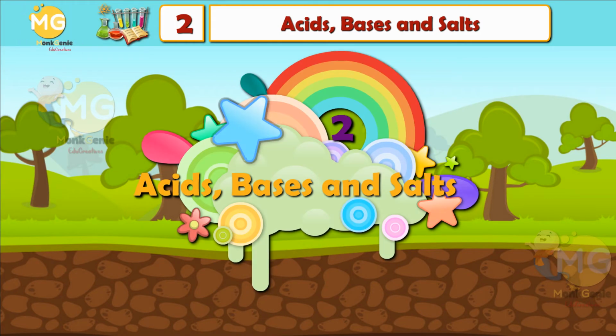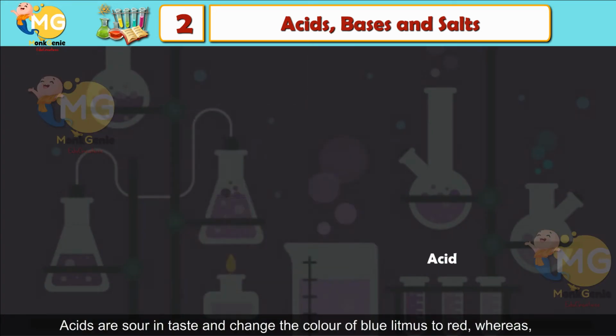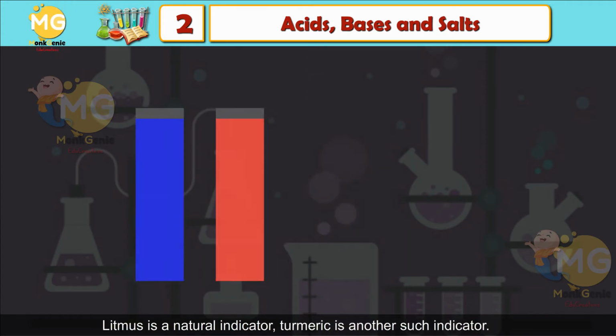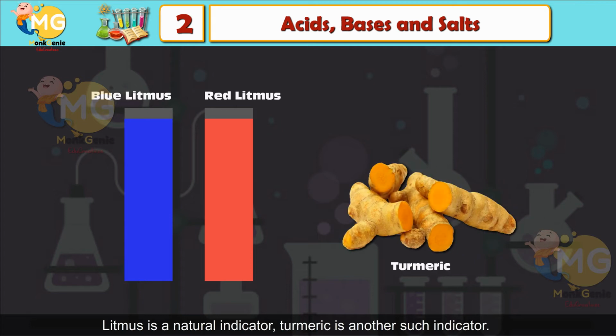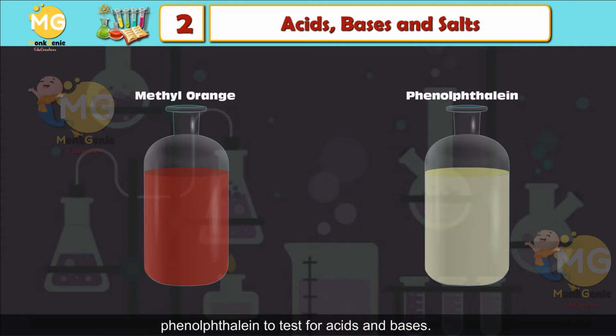Lesson 2. Acids, bases and salts. Acids are sour in taste and change the color of blue litmus to red, whereas bases are bitter and change the color of red litmus to blue. Litmus is a natural indicator. Turmeric is another such indicator. You can also use synthetic indicators such as methyl orange and phenolphthalein to test for acids and bases.